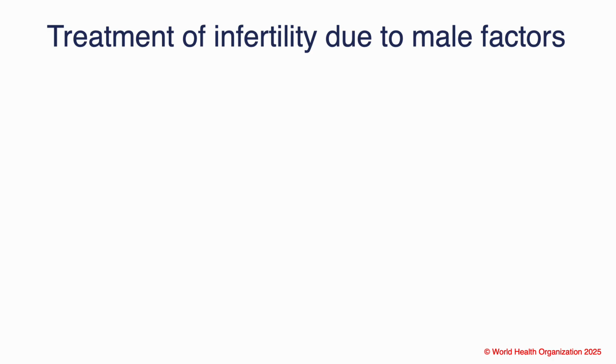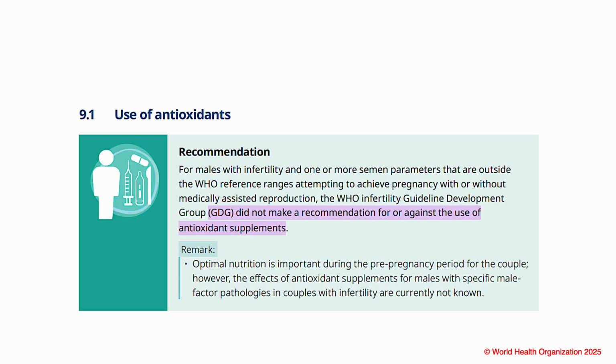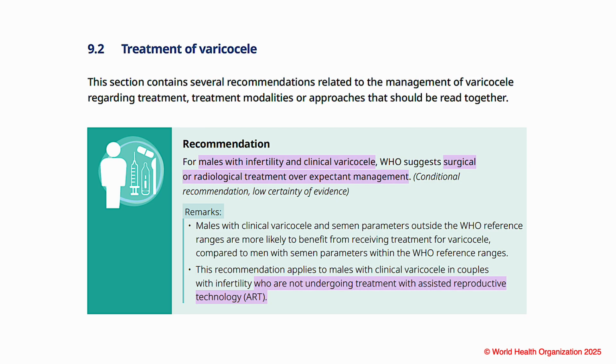Treatment of infertility due to male factors. Role of antioxidants. The guideline development group did not make a recommendation for or against the use of antioxidant supplements because there is not sufficient data. Treatment of varicocele is something which they have emphasized. For males with infertility and clinical varicocele, there are two options, surgical or radiological treatments, over expectant management.